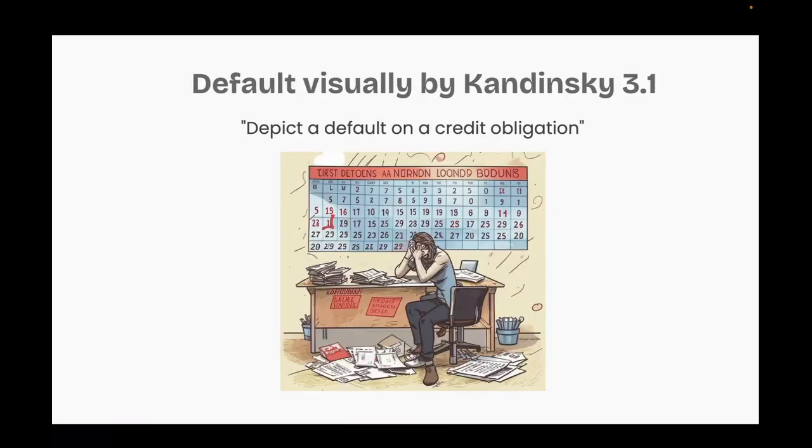And here's a fun fact for you. If you ask the Kandinsky neural network to generate an image based on the phrase "show me default credit obligation," that's what you will get. A dejected little figure full of despair. Honestly, I understand him. I feel pretty much the same way every time my monthly mortgage payment comes due.